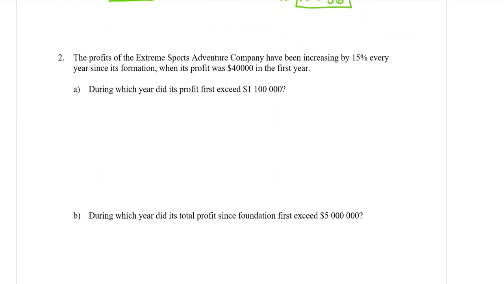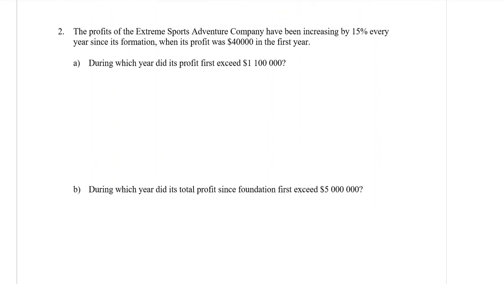Okay, question 2. The profits of the Extreme Sports Academy Company have been increasing by 15% every year since its formation, when its profits were $40,000 in the first year. During which year did the profit first exceed 1.1 million?